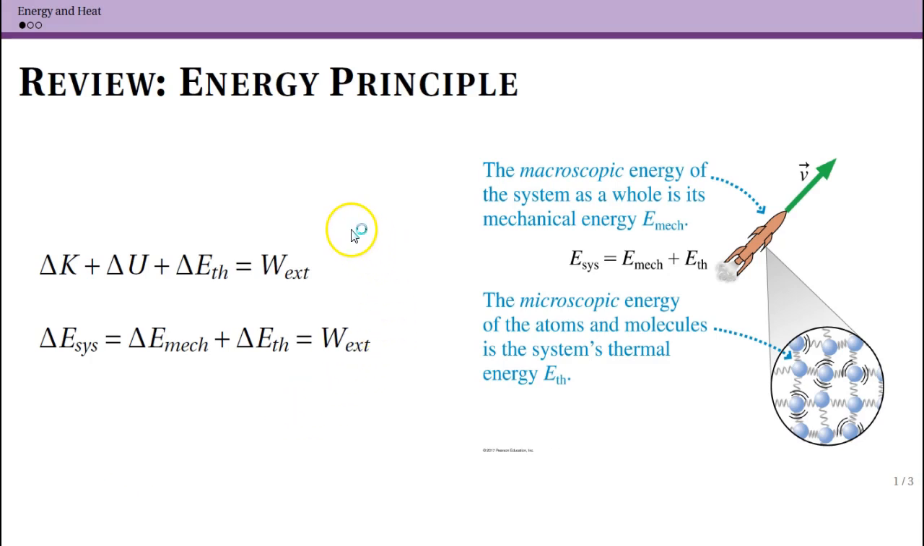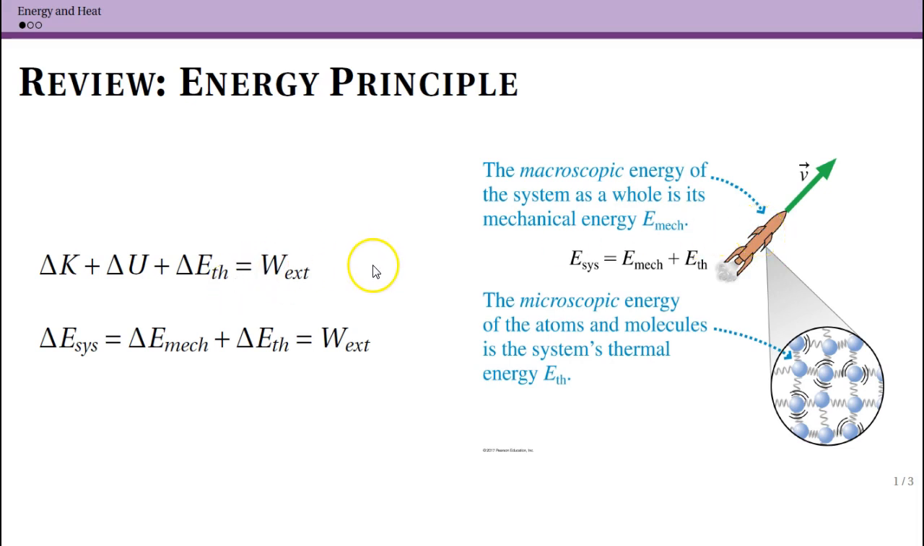Let's start with reviewing the energy principle. And this comes from a few chapters ago when we thought about conservation of energy. We have an object which has mechanical energy, such as its kinetic energy and its potential energy of a variety of sorts. We then have the microscopic energy, which is the thermal energy. And we know that this is going to relate to temperature.